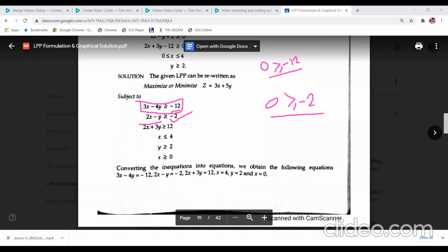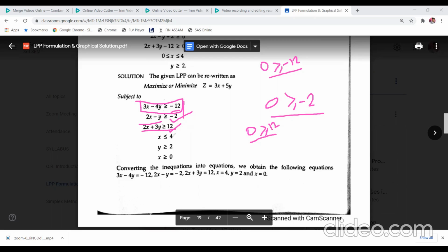Next, if you put x equal to 0 and y equal to 0, the left side will be 0, greater than or equal to what? 12. And this is not correct because 0 cannot be greater than 12. So in that case, the origin will not lie in the solution region of this line. In the solution region of this line, the origin will not be there. But in the solution region of these two lines, the origin will be there.